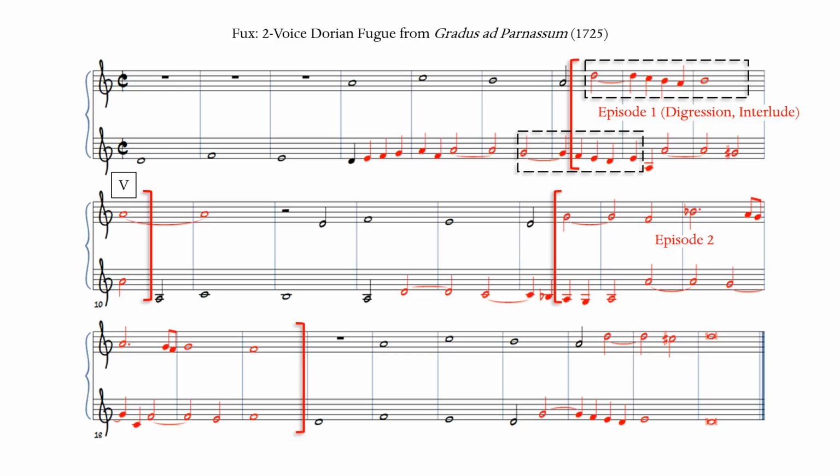The second episode is mainly built out of a sequence of decorated 2-3 suspensions, and it cadences on scale degree 3 in measure 20. Finally, a little bit of florid counterpoint at the very end allows Fux to compose the strongest cadence of the piece on the final tonic.